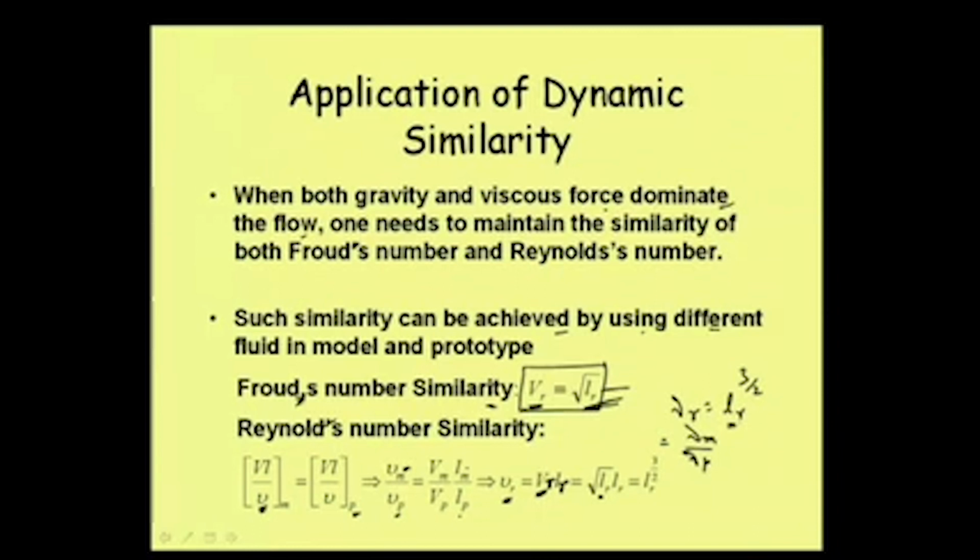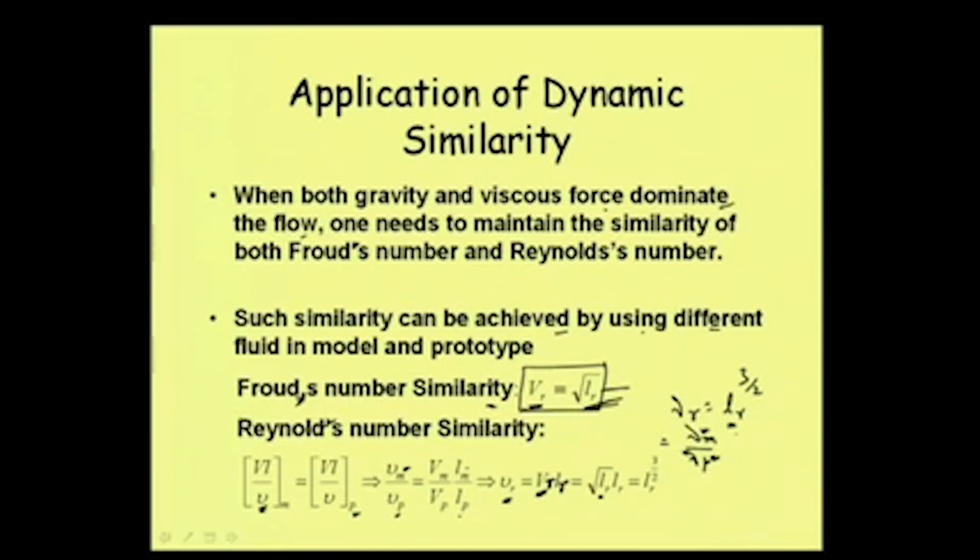That length ratio, if we have already decided that this will be the scale of the model, then this length ratio to the power 3 by 2, that value will have to be maintained in the fluid. In the fluid means in the value of kinematic viscosity of the fluid. So, the kinematic viscosity of the model and the kinematic viscosity of the prototype must be different.